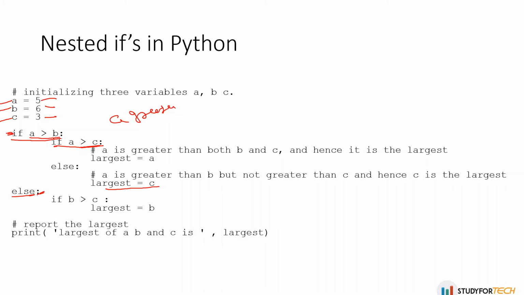So it will come to the else part and check if B greater than C. If B greater than C, then it will say largest equal to B and then print largest. So this particular code will identify which one is the largest among these three values. So let's see the same thing in Jupyter Notebook.